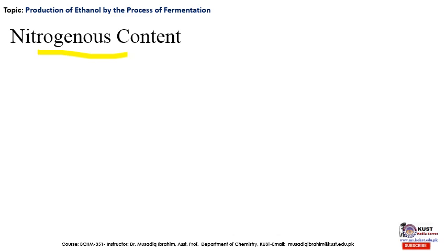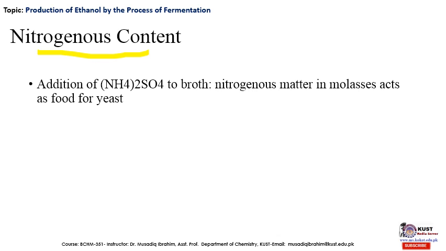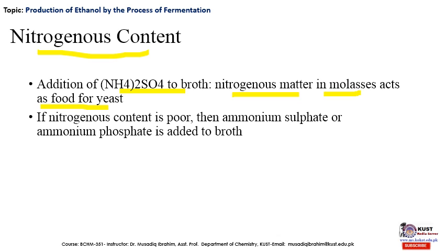Now moving towards the nitrogenous contents. In case of ethanol production, the addition of diammonium sulfate to the broth is carried out, and the nitrogenous matters in molasses act as food for yeast. Now if the nitrogenous content is lower in amount or poor, then ammonium sulfate or ammonium phosphate is also added to the broth, so that they can serve as food for yeast.